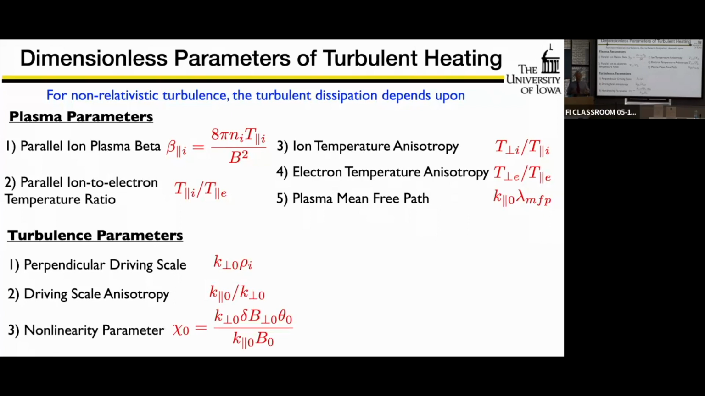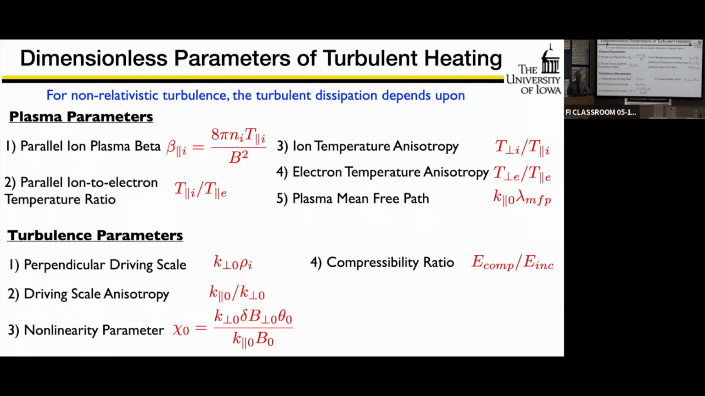This is really just a measure of the strength of the turbulence at the driving scale, measured as a function of the perturbation of the magnetic field over the background magnetic field. So it's kind of delta B over B, but there's also some of that anisotropy included in there. This parameter tells you the strength of the nonlinear interactions over the strength of the linear terms in the equations of evolution. It derives originally from Goldreich and Sridhar, 95.